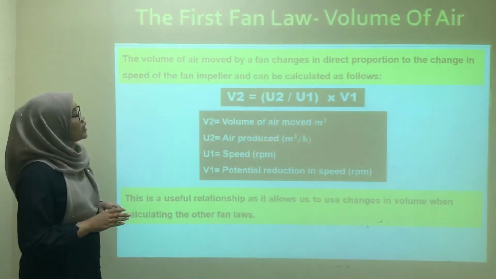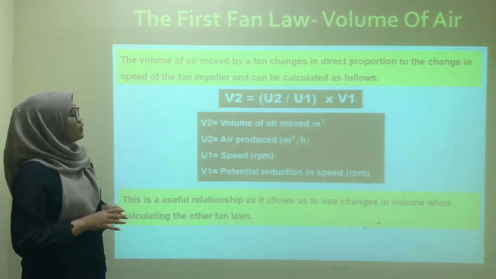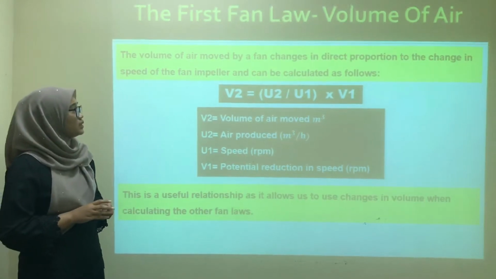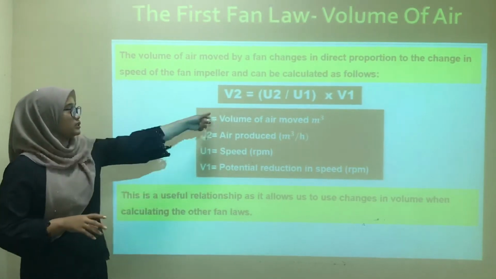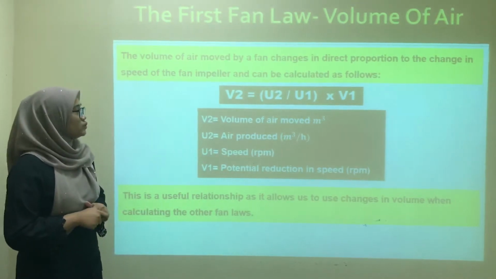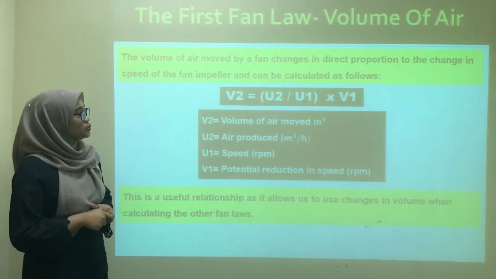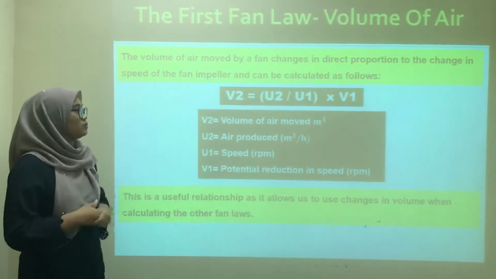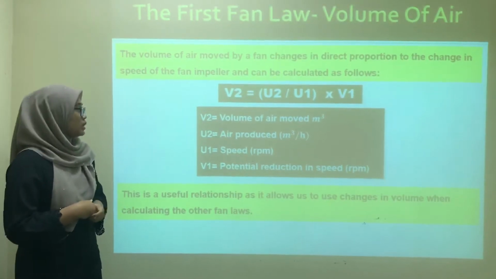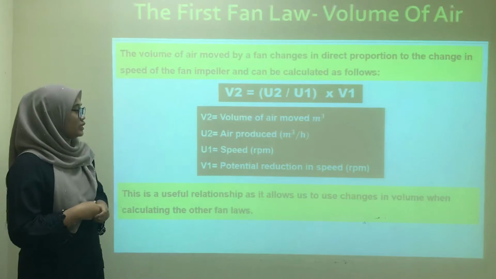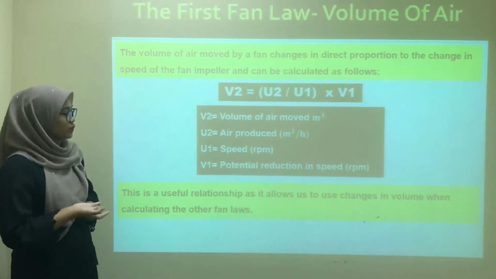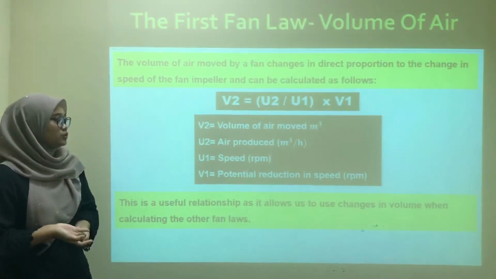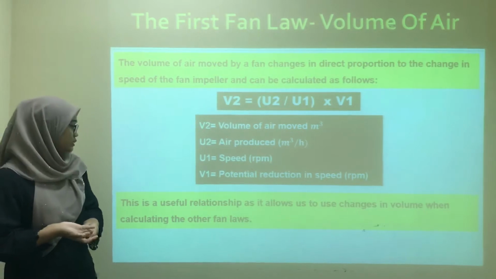Okay, for the first fan law, volume of air, the volume of air moved by a fan changes in direct proportion to the change in speed of the fan impeller and can be calculated as follows. This is the formula: V2 equals U2 over U1 times V1. V2 is the volume of air moved in meter cube. U2 is the new speed. U1 is the speed. V1 is the volume of air before the reduction in speed. This is a useful relationship as it allows us to use the change in volume when calculating the other fan laws.